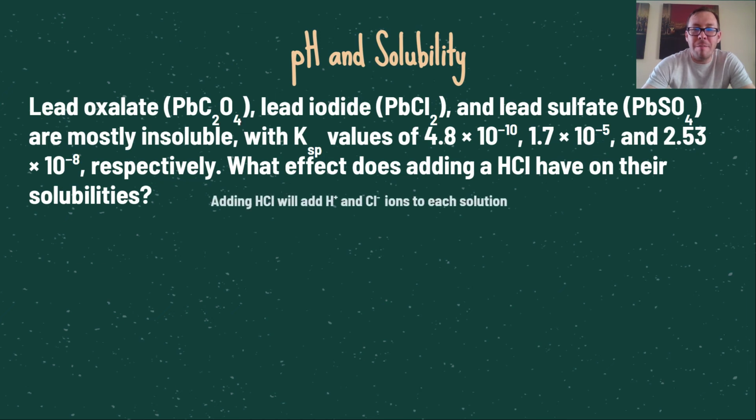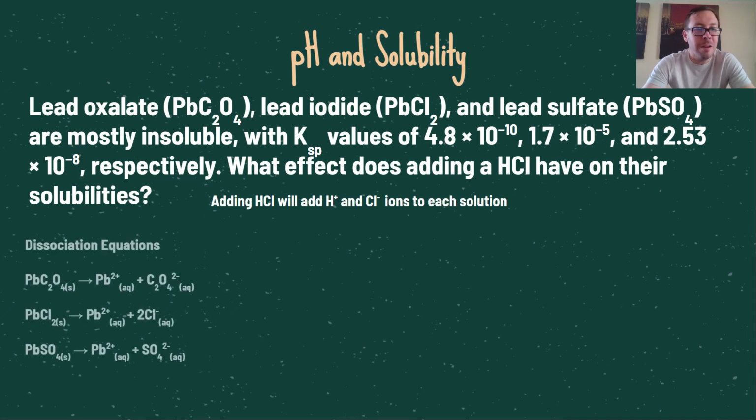So let's go through step by step and keep in mind that adding HCl will add H plus and Cl minus ions to each of the solutions. So let's write out our dissociation equations for each of these and see if we can figure out what is going to happen as we complete this. PbC2O4 will dissociate into lead and oxalate ions, PbCl2 will add lead and chloride ions, and PbSO4 will add lead and sulfate ions to the solution.